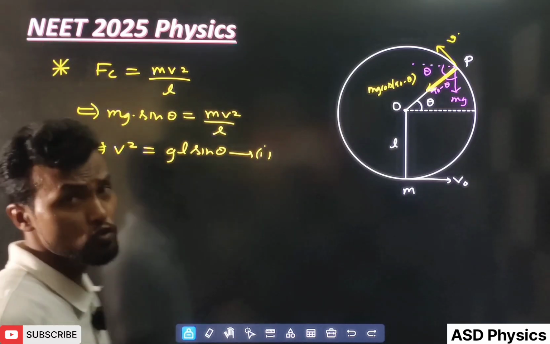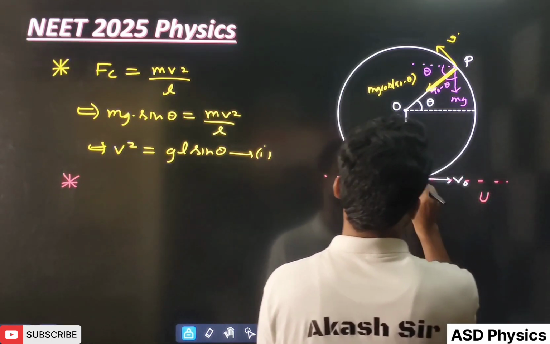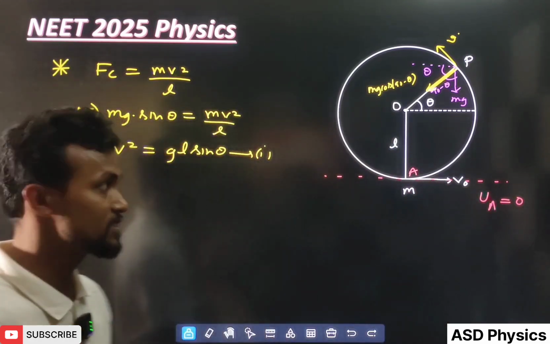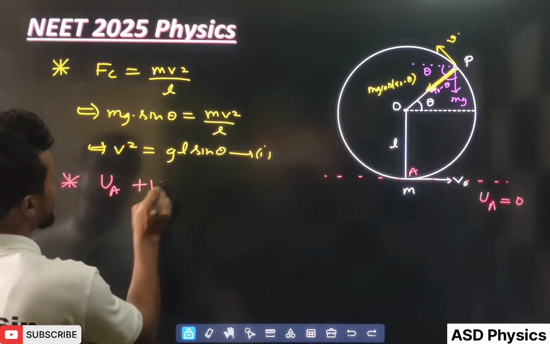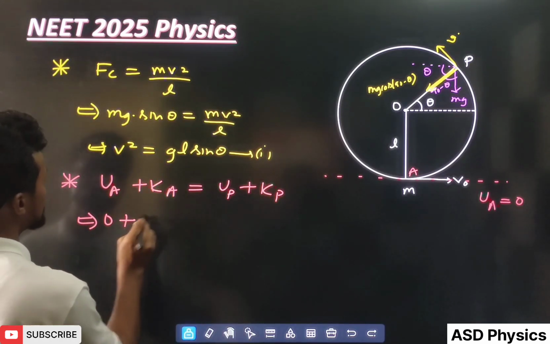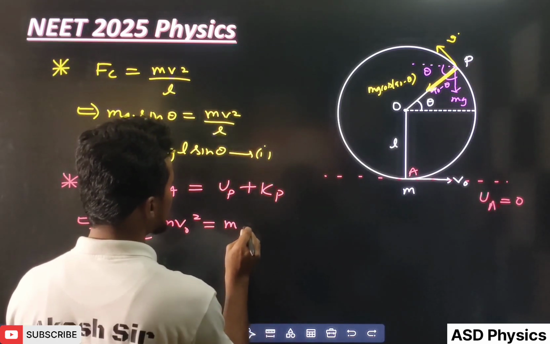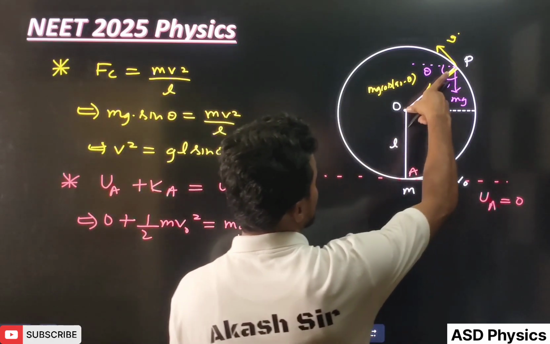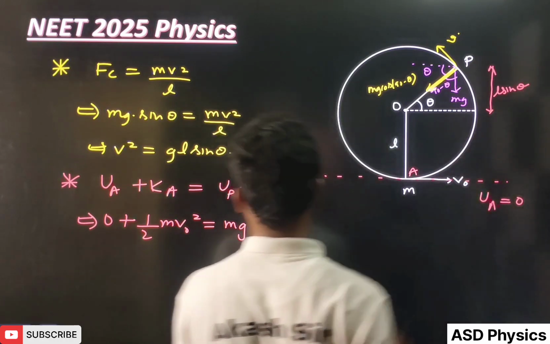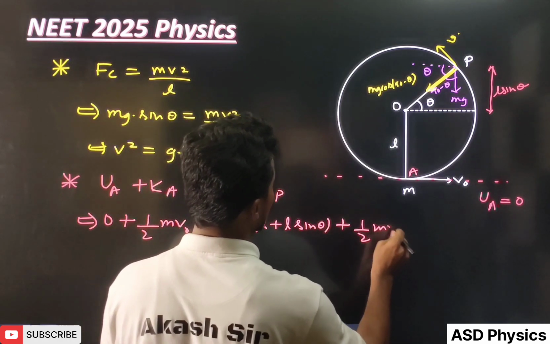Now next we are going to use the work energy theorem, and for that I will use the reference here. Let's take this as point A and point P. So the potential energy at this reference is 0. Again I can write UA plus KA is equal to UP plus KP. Potential at point A is 0, kinetic is half m V0 square. Potential at point P, tell me students: mg, this length is L, so this is L cos theta, and this length is L sin theta. So mg into L plus L sin theta, plus half m v square.